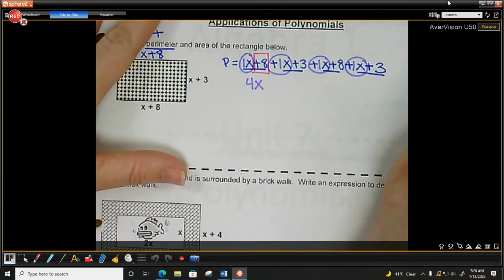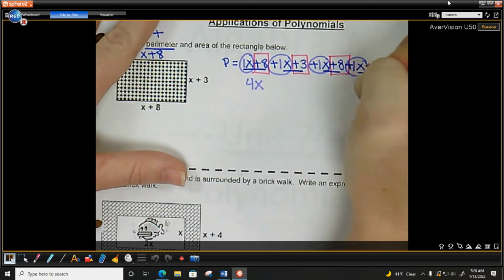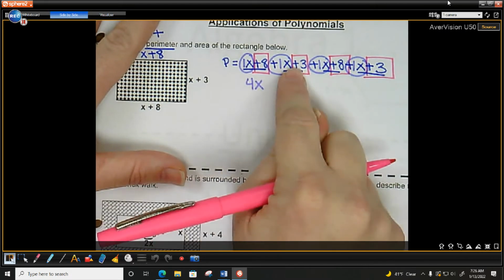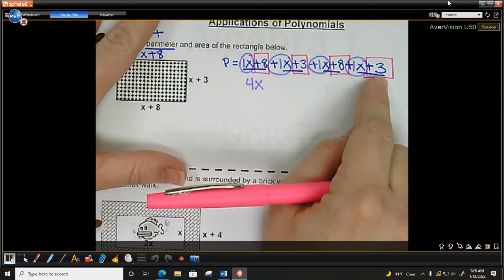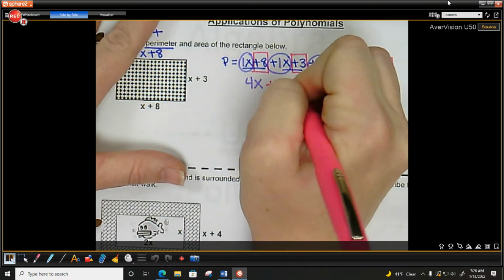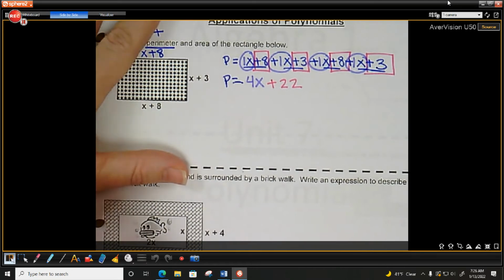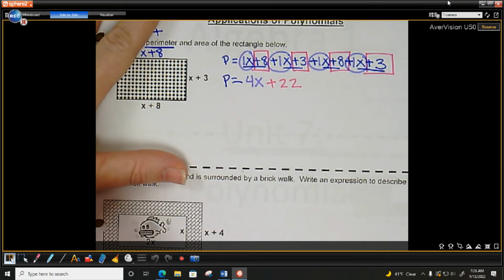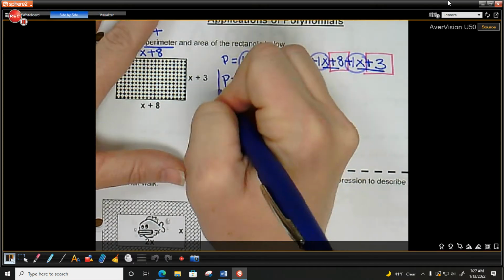Now let's look at our constants. I have a plus 8. Is there a like term with my plus 8? Plus 3, because all constants are like terms. So it's 8 plus 3, 11 plus 8, 19 plus 3, 22. So plus 22. So my perimeter equals 4x plus 22. Am I in the correct order? Yes. Are those like terms? No. An x term is not a like term with a constant. So we are done with our perimeter.